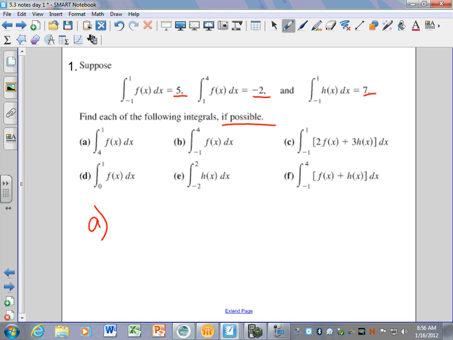I want to point out that it says if possible, because sometimes it's not possible with the information that they give us to do some of these problems. So we want to kind of see what can we use these properties for, and what can we not just jump to and say, well, we think this is going to happen. And some of these are not enough information. So what about part A? What do you think we should do for that?